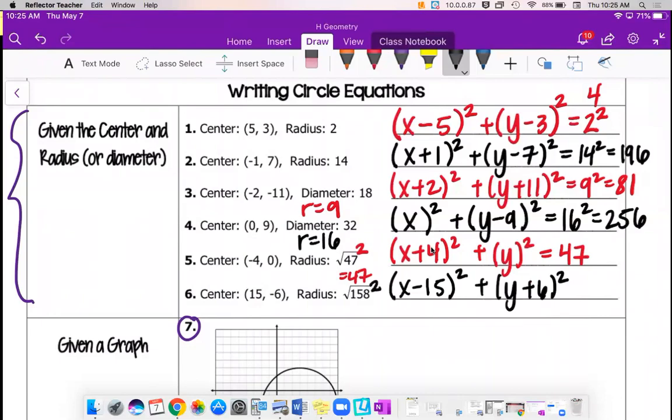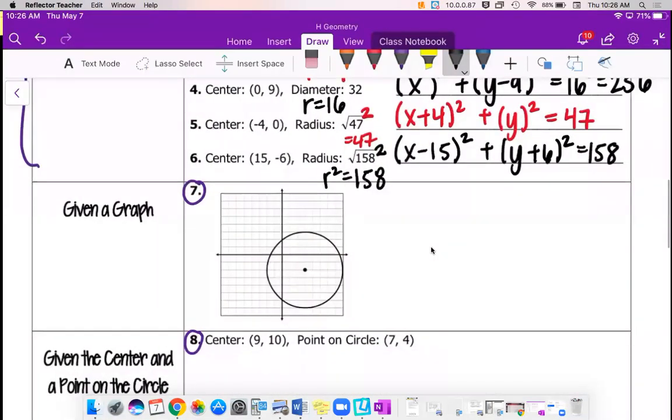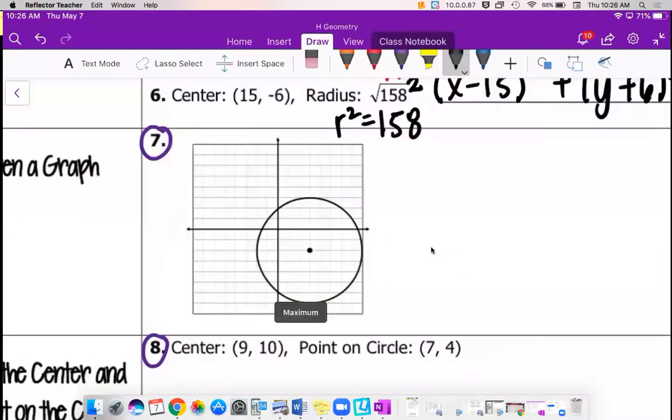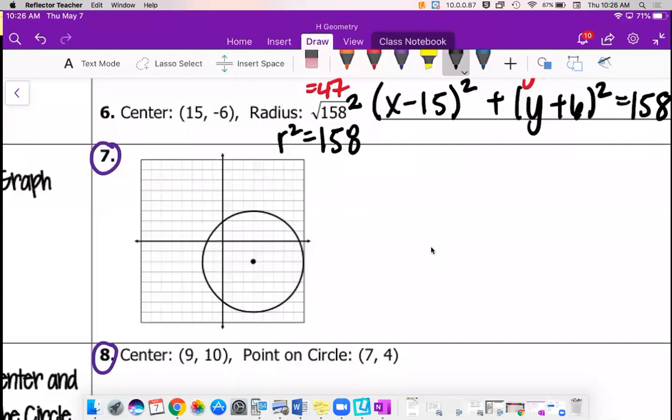So if I square and square root, this becomes 158 equals your radius squared. So then 158 is what my equation equals. Awesome. So now we're going to go, if we're given a graph, how do we write the equation of this thing? Okay, so there's a couple things we have to figure out.